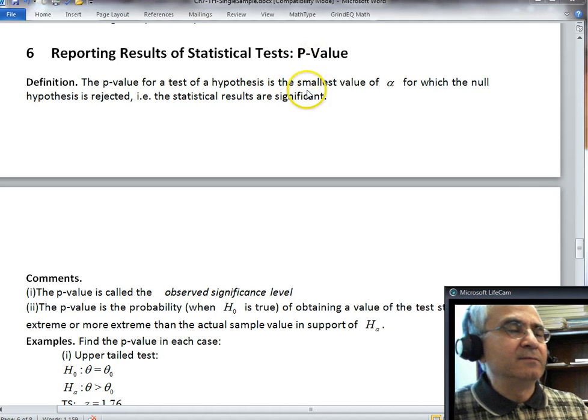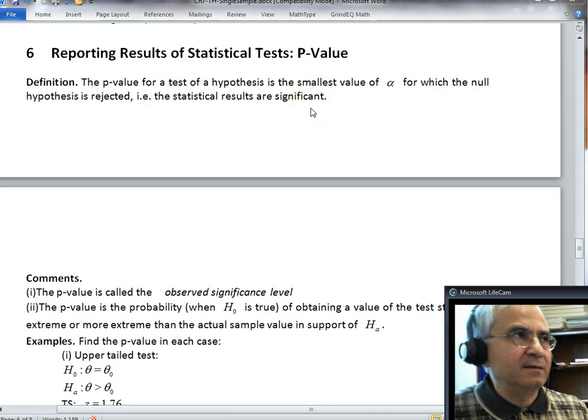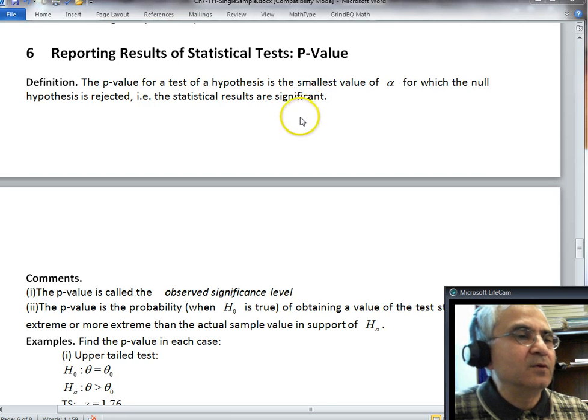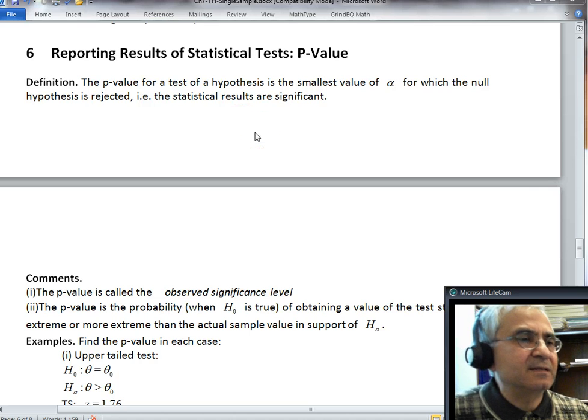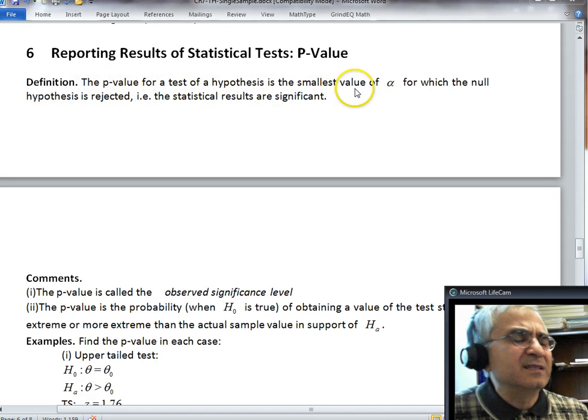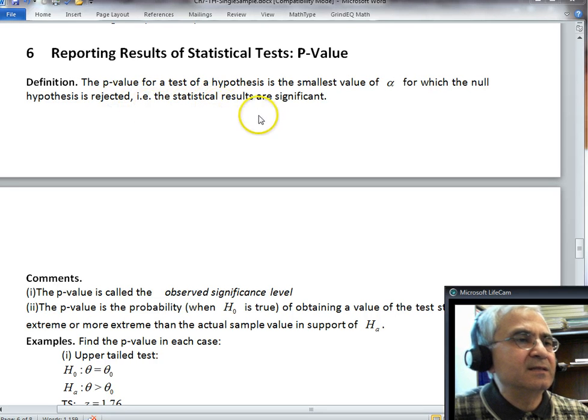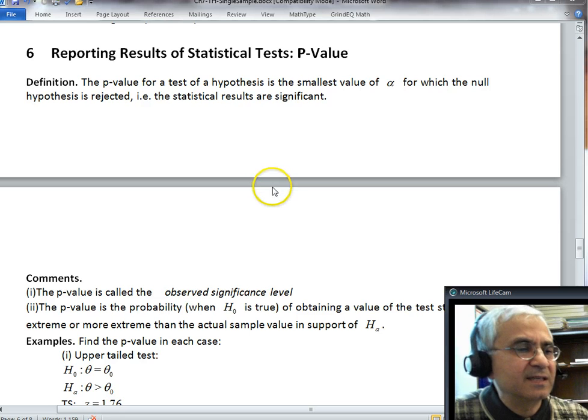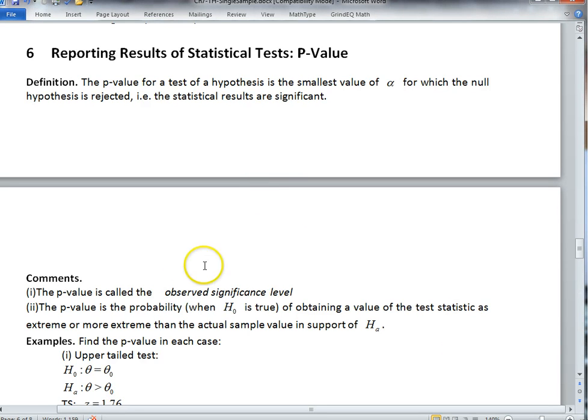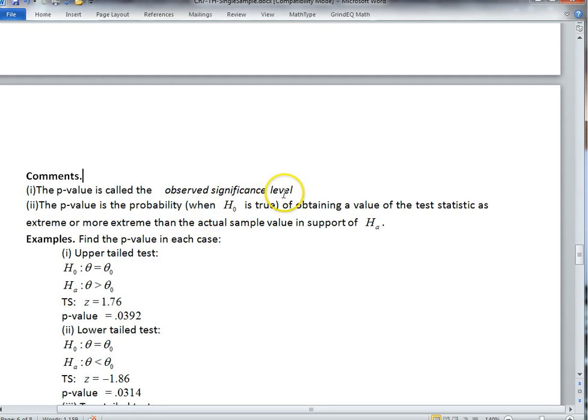It's an area under the standard normal distribution that corresponds to the test statistic. In this case we just compare alpha and another probability, which is the p-value. That's why the definition says the p-value for a test of hypothesis is the smallest value of alpha for which the null hypothesis is rejected. So you reject for all alpha above that. The statistical results are then called significant. The p-value is called the observed significance level.